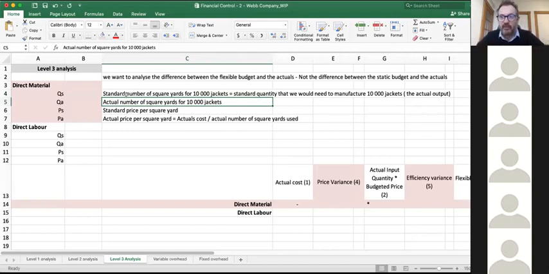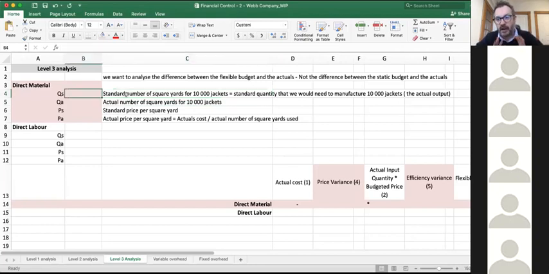So I hope everyone understood, because this is really the most important thing to understand here, that even if we are talking about the standard quantity, we are talking about the standard quantity for the actual output, 10,000. Okay, so 2 more minutes and I give the solution.